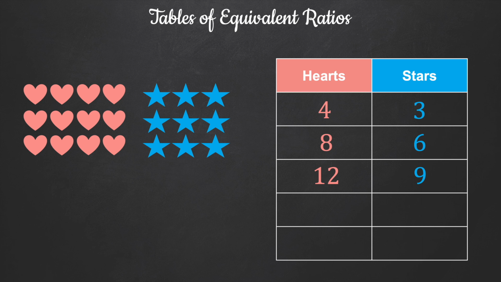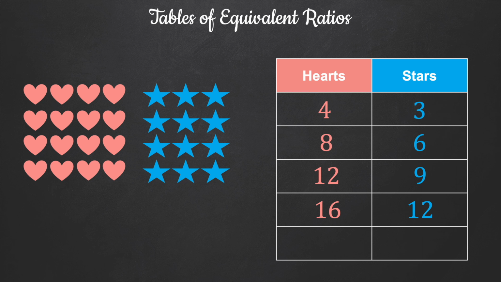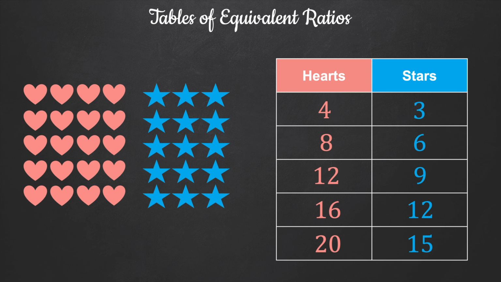If we take the original ratio and quadruple it, now we have 16 hearts and 12 stars. And if we take the original ratio and multiply that by 5, now we have 20 hearts and 15 stars. And again, we could keep going if we wanted to, but this is how to create a table to come up with equivalent ratios. And as you could see, we could also model it like we did on the side.